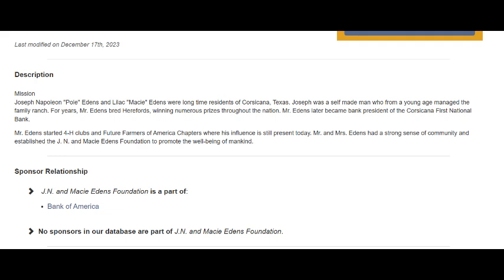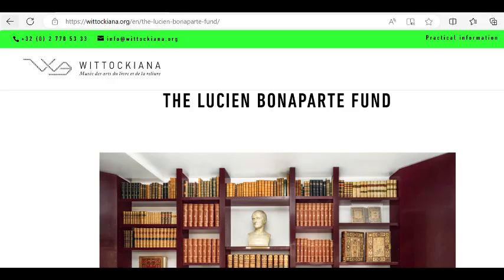Well, isn't that weird? Going from a rancher to a bank owner. Well, president, anyway. Mr. Edens started forage clubs and Future Farmers of America chapters, where his influence is still present today. Mr. and Miss Edens had a strong sense of community and established the J.N. and Macy Edens Foundation to promote the well-being of mankind. Yes, that's all about estate laundering from the heirs of Bonaparte. Now we have the Lucien Bonaparte Fund, which, well, it doesn't say very much.